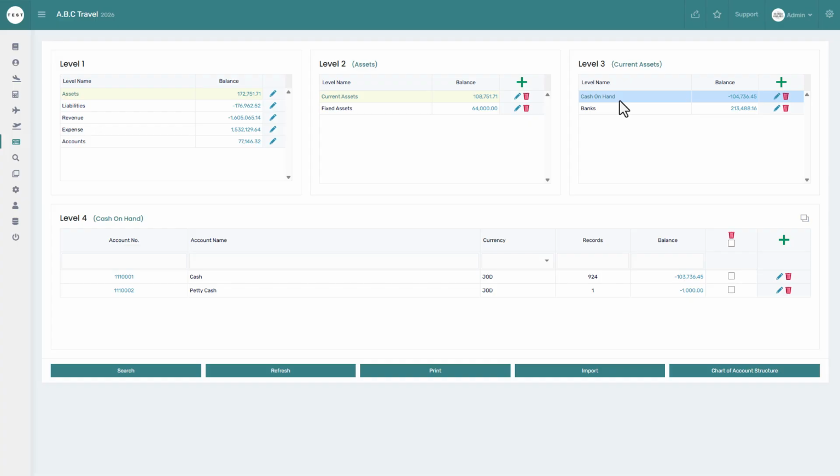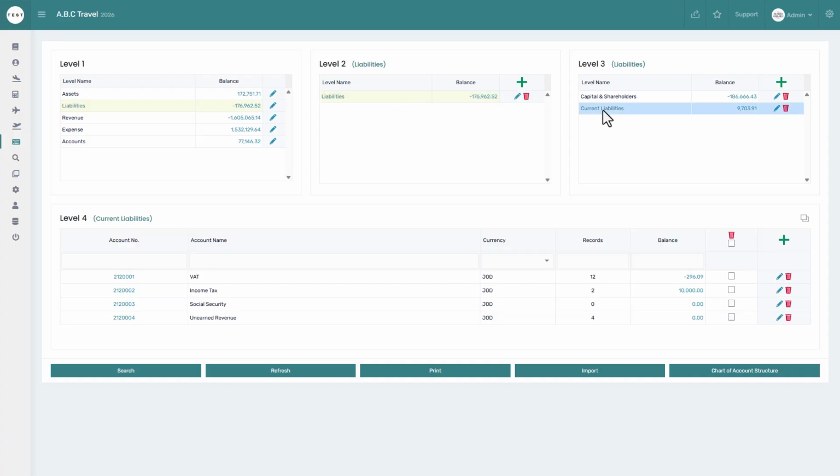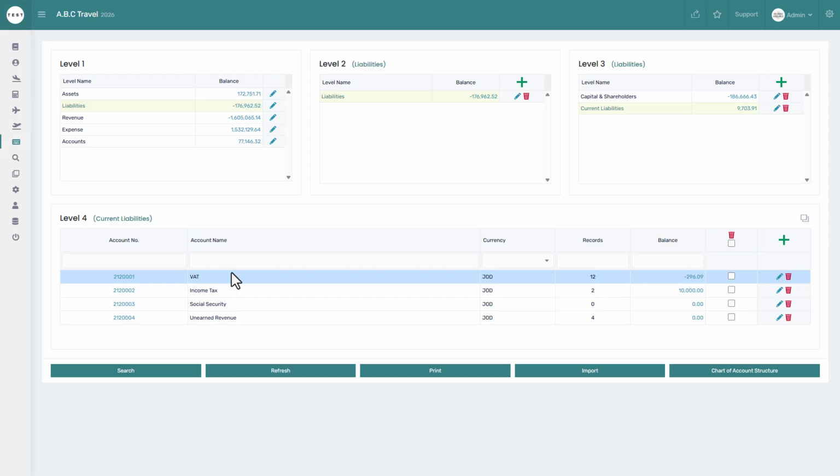Next, we have liabilities. Liabilities represent amounts that the company owes to other parties. Examples may include VAT, income tax, unearned revenue, loans, or other obligations. In the default Maxis structure, one example is current liabilities. Under current liabilities, we may have accounts such as VAT, income tax, and unearned revenue. Liabilities normally have a credit nature. This means that when a liability account is used on the credit side, its balance increases.